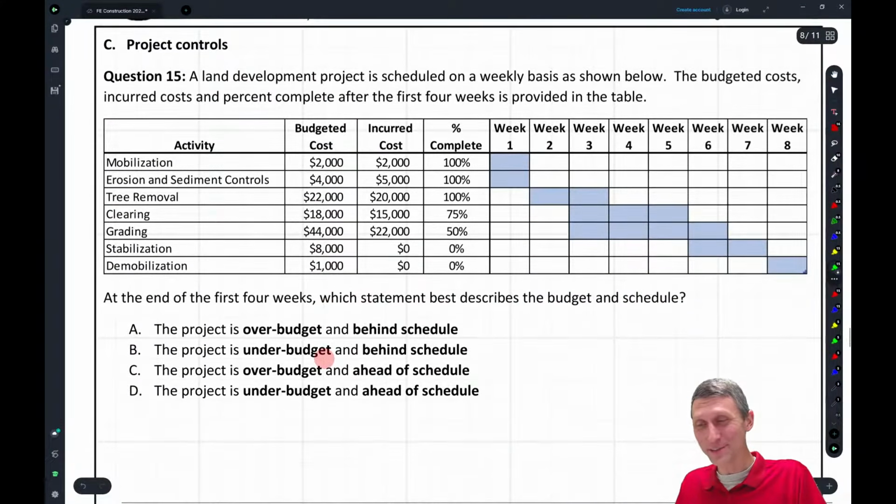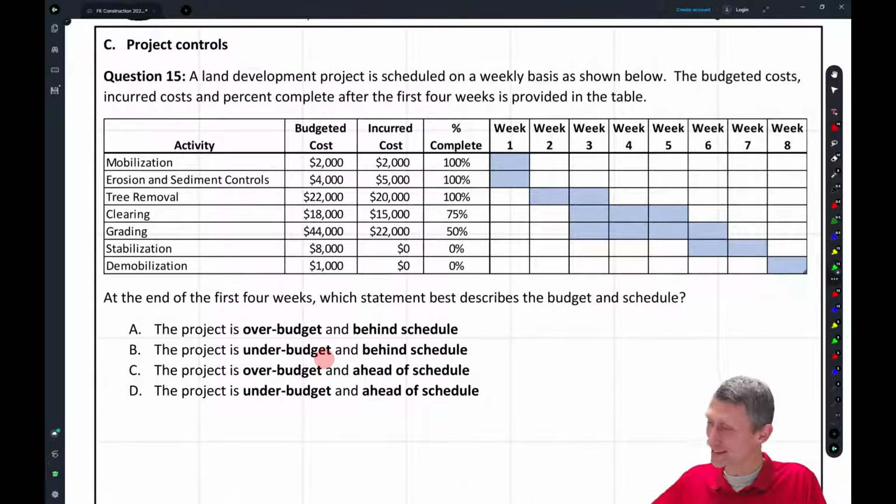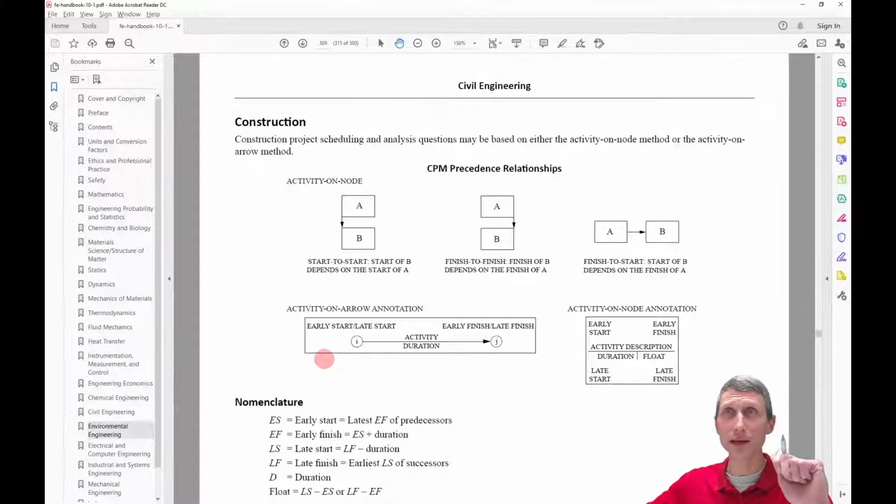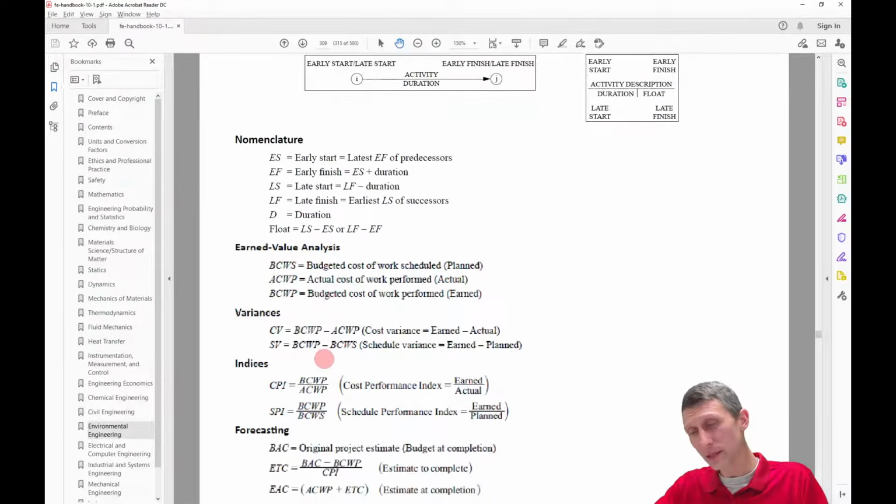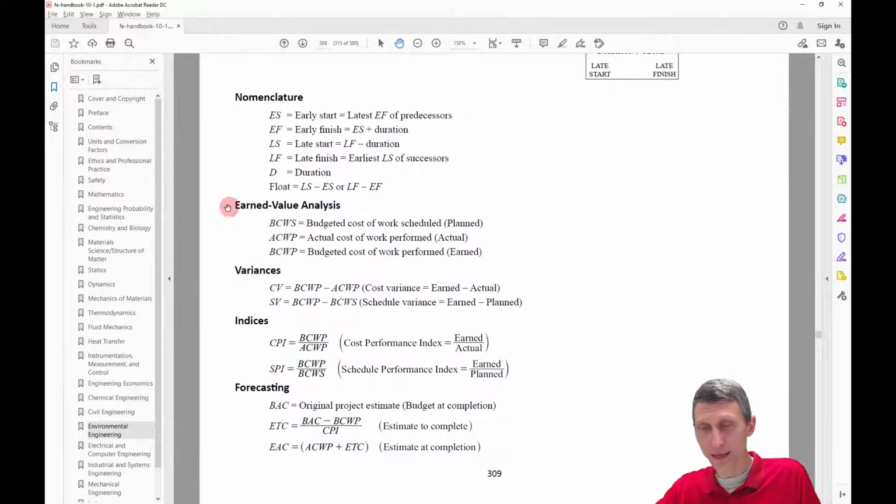This one is one of those that I threw in there because of the reference handbook. I taught a scheduling class at one point, and we did some basic allocation of resources, that sort of thing. This one I threw in there specifically because there's one page on construction, and half of it is taken up with an earned value analysis, with variances, indices, and forecasting. These are equations in the reference handbook, so I threw them in there.